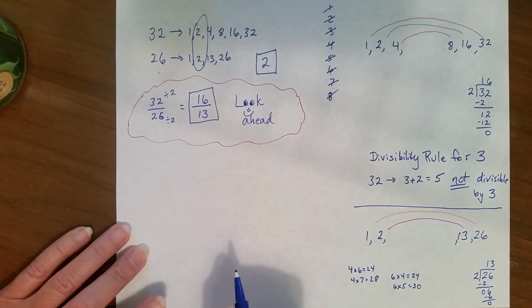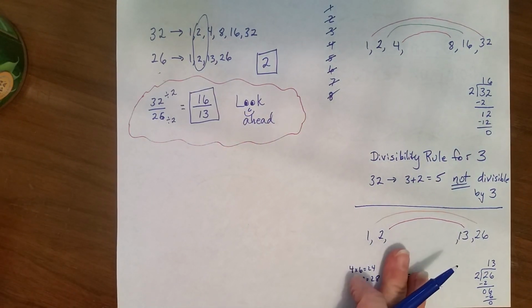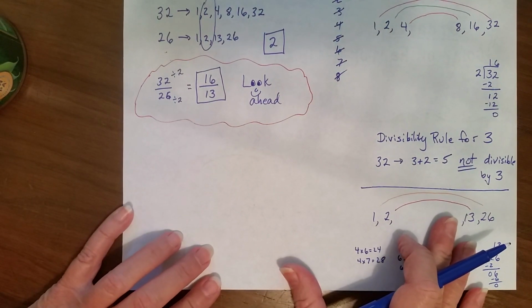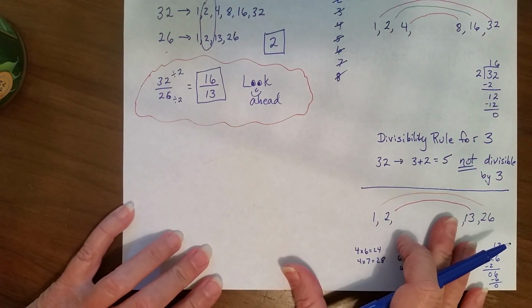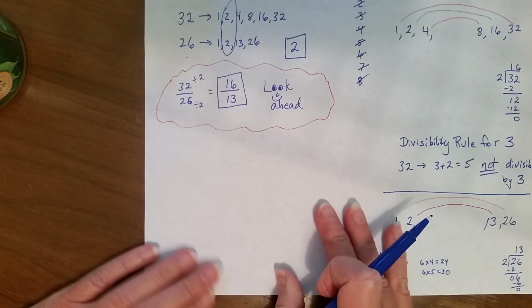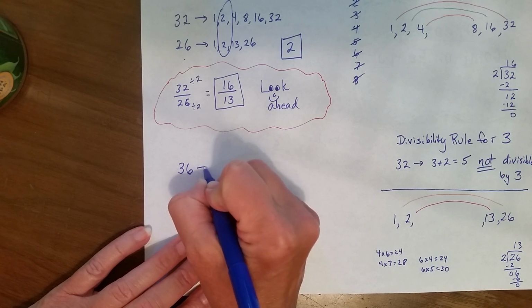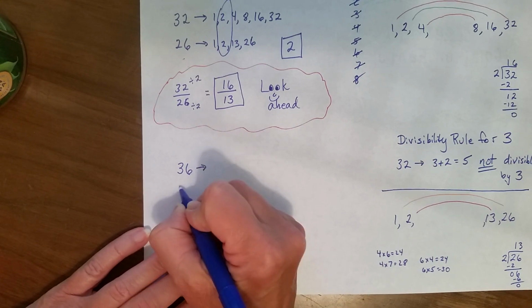It's just looking ahead. Okay, now let's do a couple more, and then I'm going to have you try some of these on Delta Math, but I'm going to show you what it looks like. Okay, let's look at something like 36. Have we done 36 yet? Let's do 36 and 18.